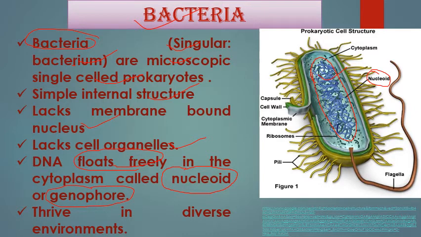Aur ye jo bacteria hote hain, pichle kal humne padha tha, they are ubiquitous in nature, means they are found everywhere. Jisme humne kal habitat ke basis pe bacteria ko classify kiya tha. So they thrive in all the harsh, or we can say diverse environmental conditions.